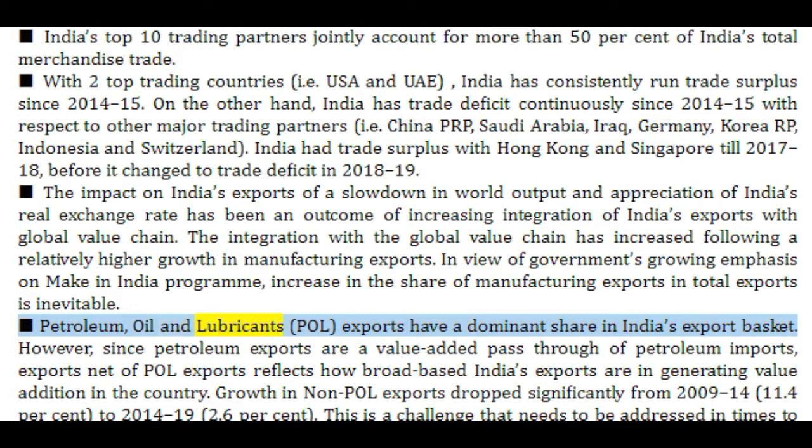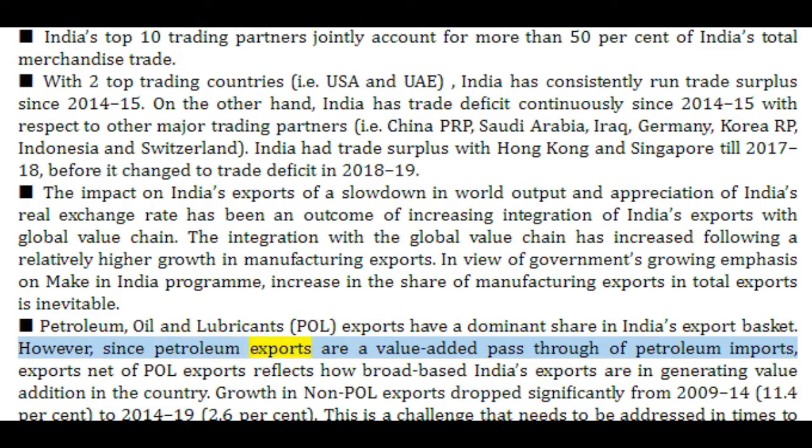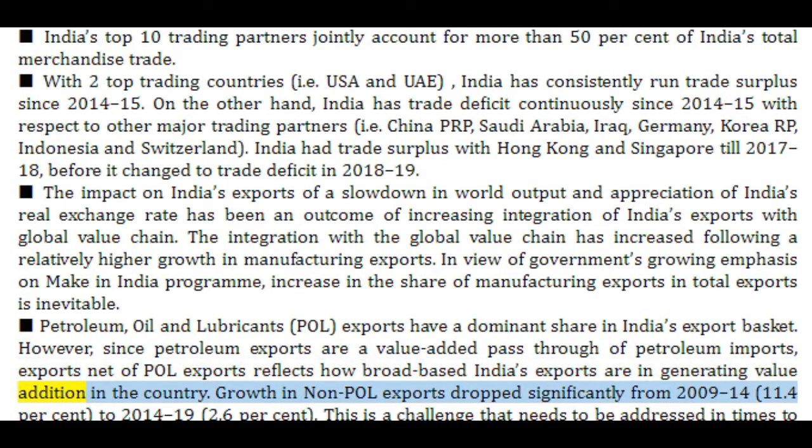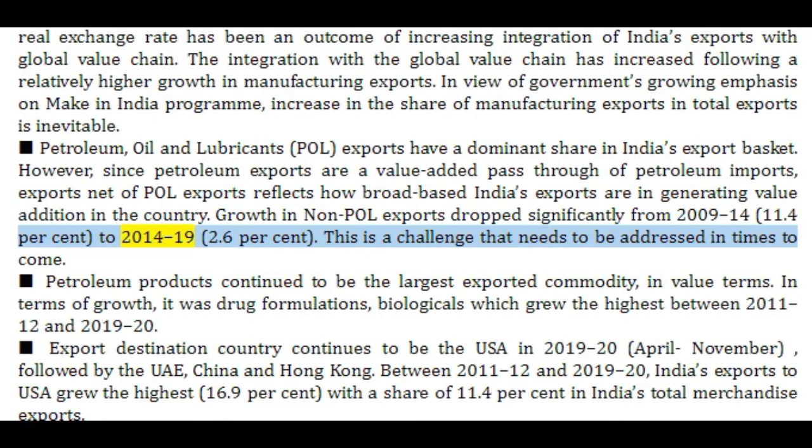Petroleum, oil and lubricants (POL) exports have a dominant share in India's export basket. However, since petroleum exports are a value-added pass-through of petroleum imports, exports net of POL exports reflect how broad-based India's exports are in generating value addition in the country. Growth in non-POL exports dropped significantly from 11.4% in 2009 to 14, to 2.6% in 2014 to 19. This is a challenge that needs to be addressed in times to come.